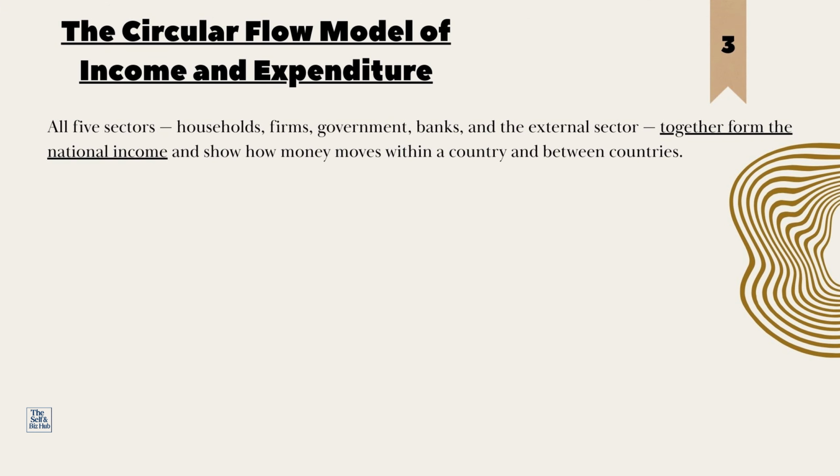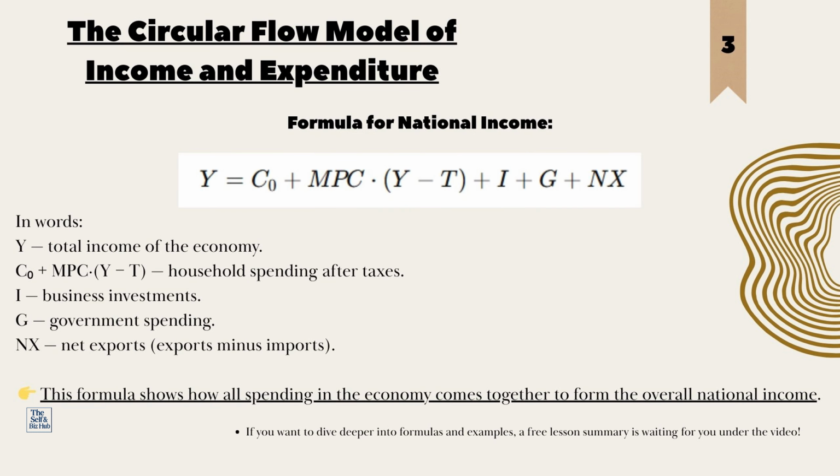If the two-sector model shows a simple loop, households and firms, here we expand it to the full economy. All 5 sectors, households, firms, government, banks, and the external sector, together form the national income and show how money moves within a country and between countries. On the screen, we see the national income formula, which shows that total income in the economy is formed from people spending after taxes, business investments, government expenditures, and net exports. In other words, this is the total amount of money circulating in the economy.